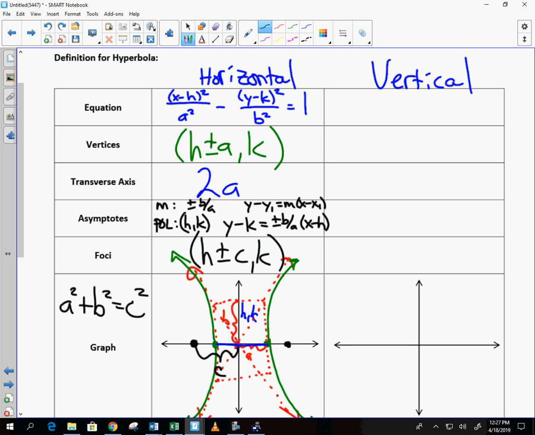Let's consider what changes if it's vertical. Here's the formula for a vertical hyperbola. Y minus k quantity squared over a squared minus x minus h quantity squared over b squared is equal to 1. What's different? Numerators flip-flopped.